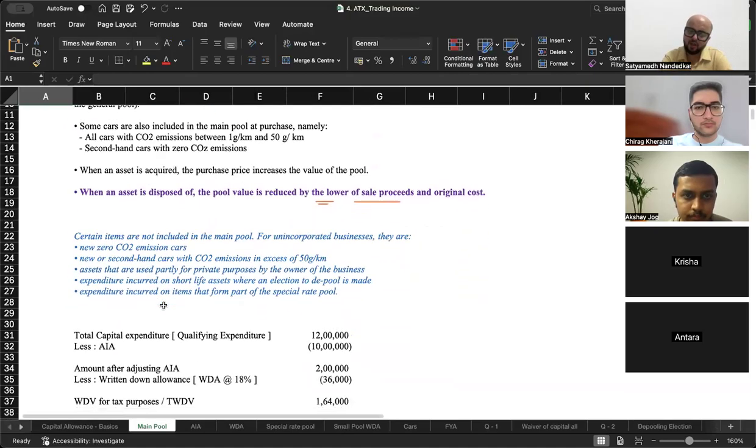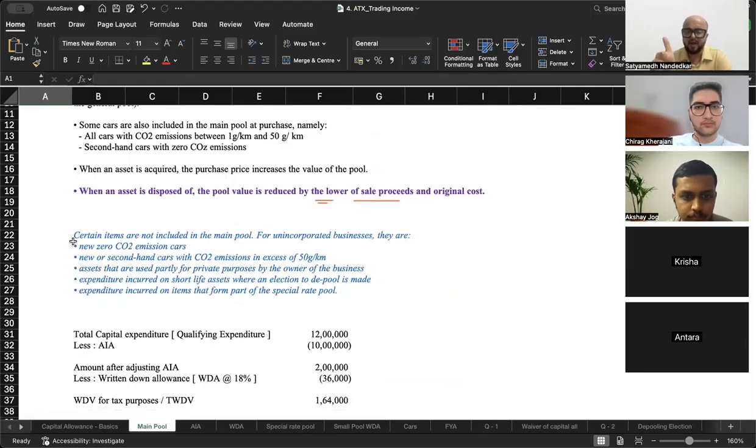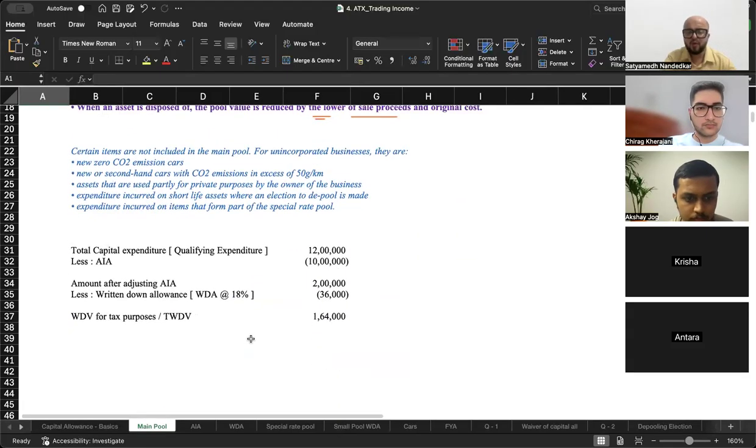Items that are compulsorily included in the main pool: new cars with zero CO2 emissions, new or second-hand cars with CO2 emissions in excess of 50 grams, assets that are partly used for private purposes, partly for the business purpose, then expenditure on short life assets and expenditure incurred on items that form a part of the special rate pool. Okay. So when you are calculating the capital allowances, there is one asset worth 4 lakh, another asset worth 8 lakh, something worth 15 lakh. You take all of them together, and that is the total capital expenditure. It is clubbed together. It is not calculated individually.